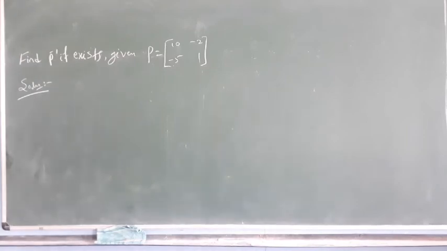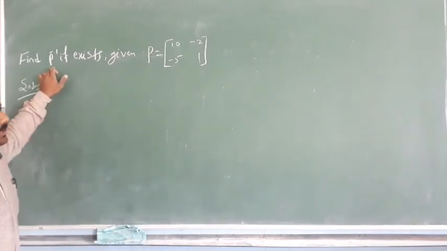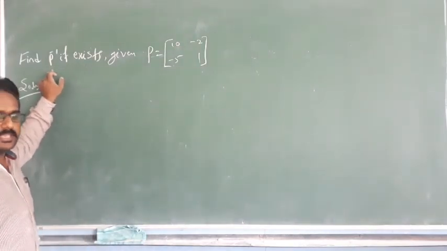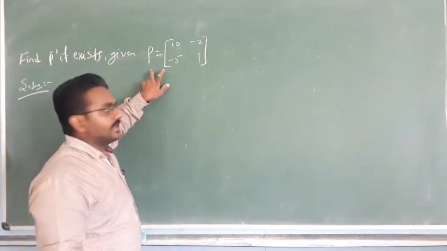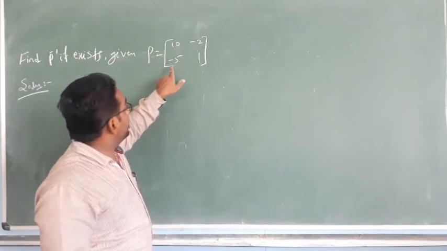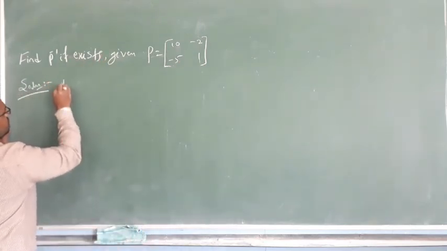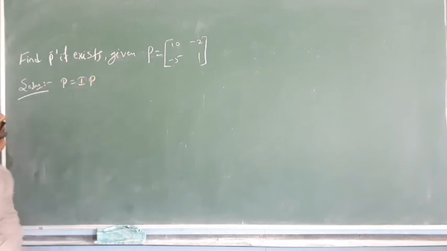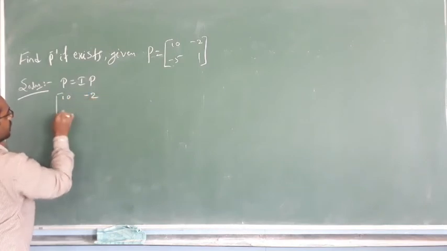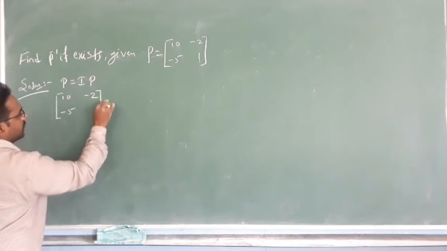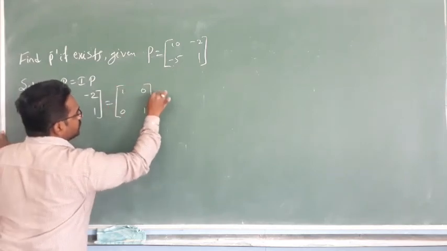Okay. Next problem, students. Very important problem here. Find P inverse if it exists. Given P equals the 2 by 2 matrix 10 minus 2, minus 5 1. Okay. First write down P equals I into P. So what is P here, students? 10 minus 2, minus 5 1 equals the identity matrix 1 0 0 1 into the given matrix P.